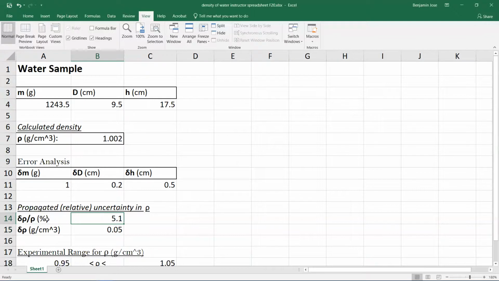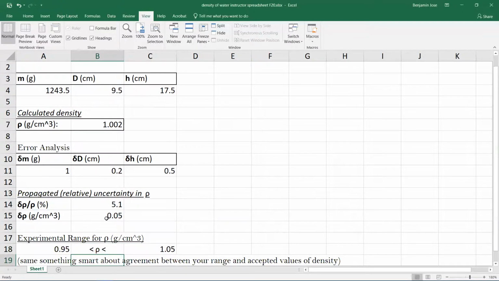And notice I've written percent here. So after using the formula, I would have multiplied by 100 to convert that into a percent uncertainty. Without the multiplication by 100, this would just say 0.051, but it's easier to think of it as 5%. Okay, and you'll convert that back into an absolute uncertainty. You can review how that's done. I think I talked about it in this video, but I also went over it in the error propagation video.